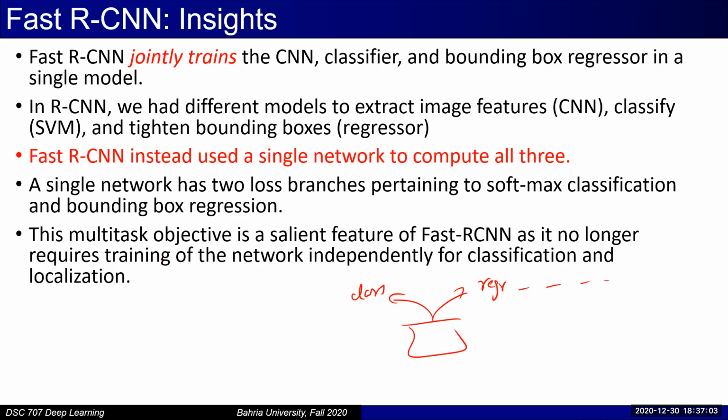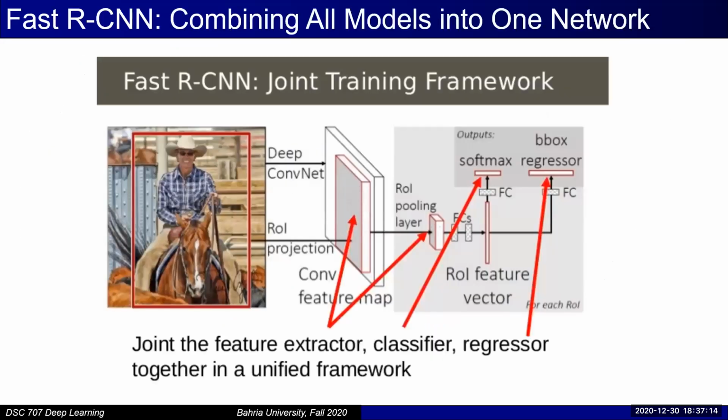So you have a multitask objective function, or loss function. It means you have a classification loss and a regression loss, which are combined together when you backpropagate and learn your weights. So this is an illustration. I think it is from their original paper, which gives you the overall flow of what is happening.